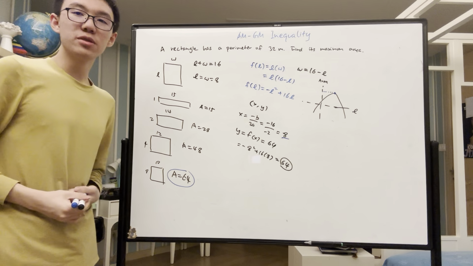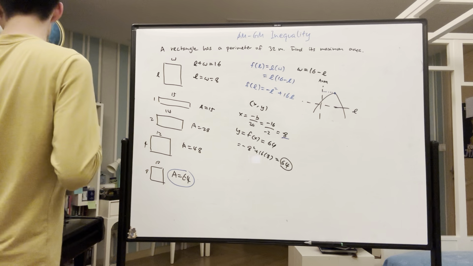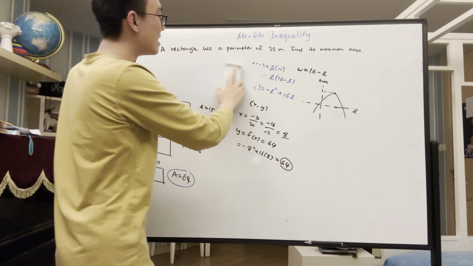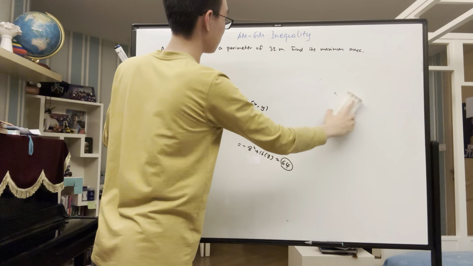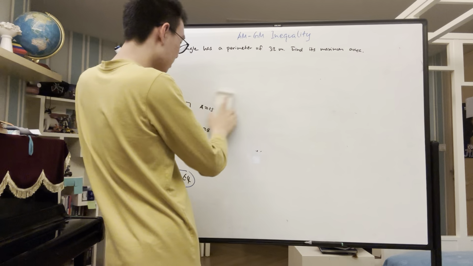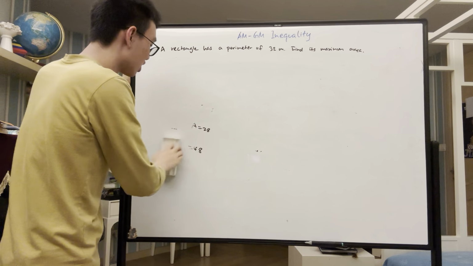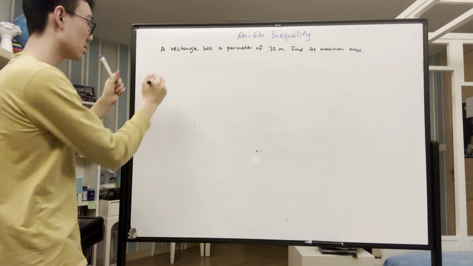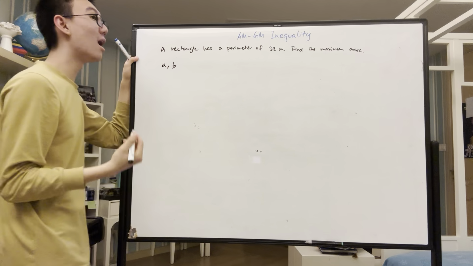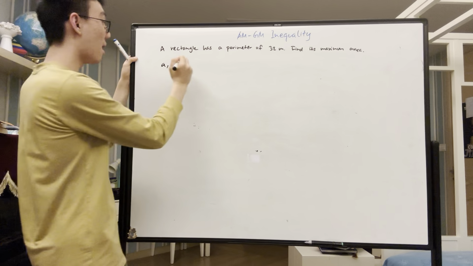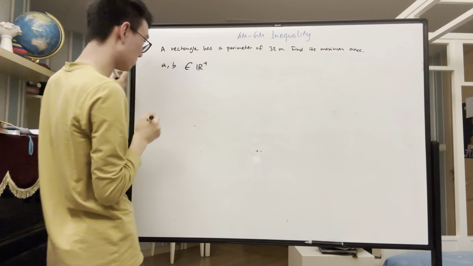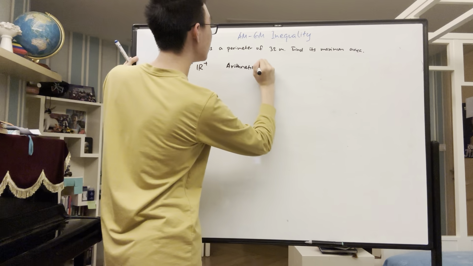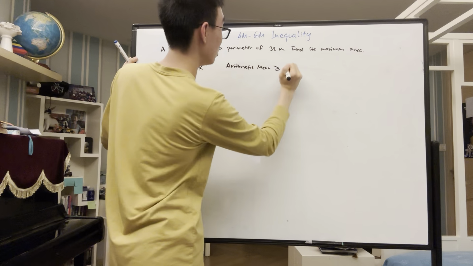Okay, but there's actually a third way of doing this that, in my opinion, is a lot cooler than either of these two methods. And this is by using the AM-GM inequality. First of all, let's look at a brief introduction of what the AM-GM inequality is. The AM-GM inequality states that for any two positive real numbers a and b, the arithmetic mean is always greater or equal to their geometric mean.